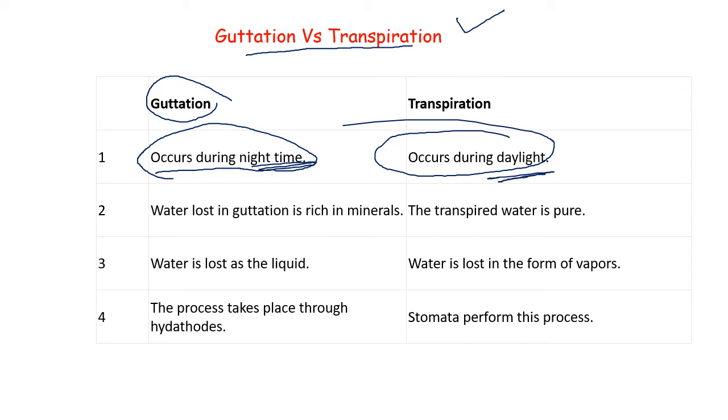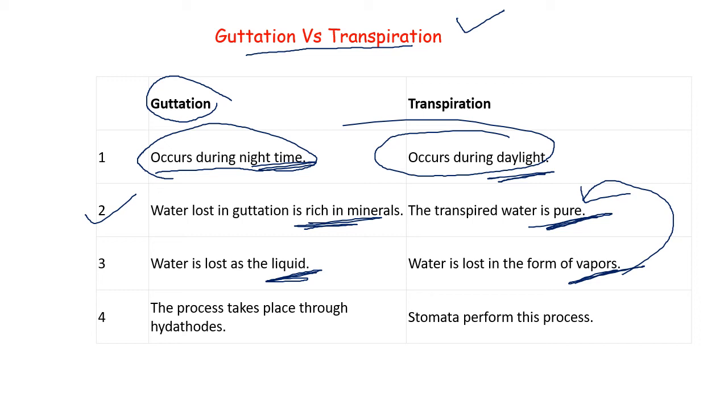Guttation में क्या होता है? Water lost is rich in organic and inorganic compounds, rich in minerals, while water lost during transpiration is pure. Water loss through guttation is impure. It contains some other compounds, but during transpiration the water loss is pure, and during guttation water is lost in liquid form, while during transpiration water is lost in the form of vapors. That's why it is very pure.